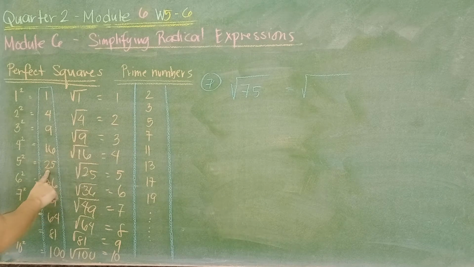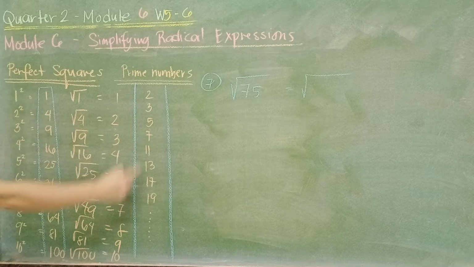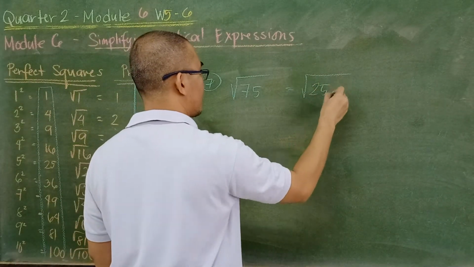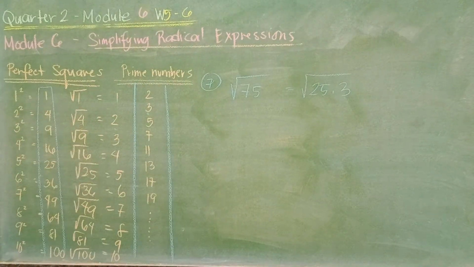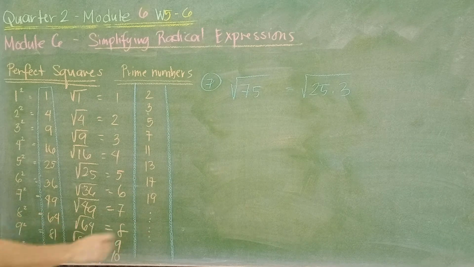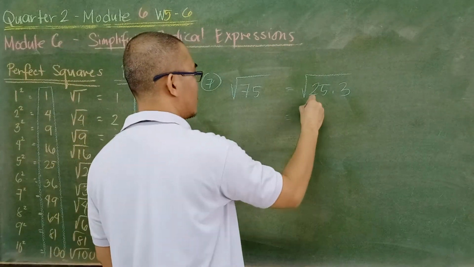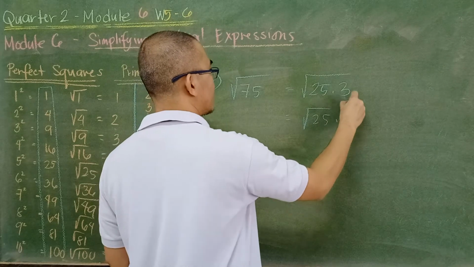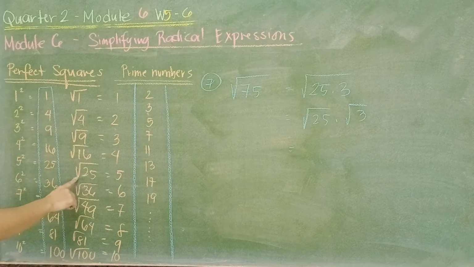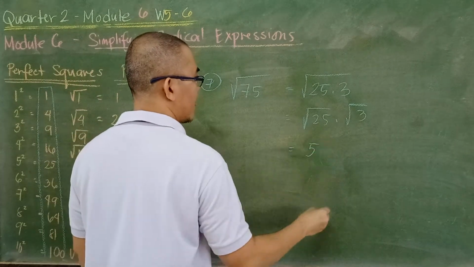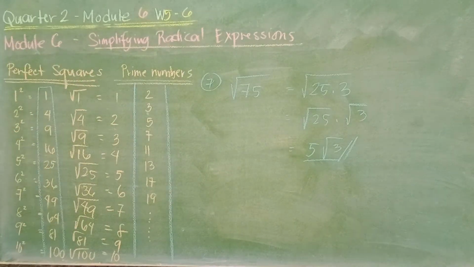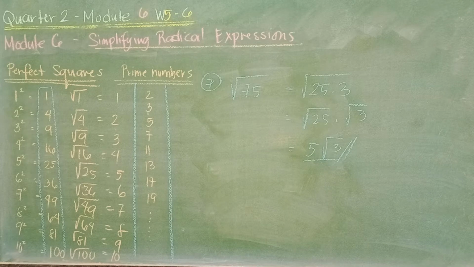Isang prime number, isang perfect square. So ito yung mga perfect square natin, ito yung mga prime numbers. Isang prime number, isang perfect square. So you have 25 times 3. 25 times 3, you have 75. Yung 25, nakuha ko dito sa perfect square. Yung 3, nakuha ko dito sa prime numbers. So, paghiwalayin natin. So, you have 25 times 3. So, yung 25, meron siyang square root. So, dito yung square root ng 25, we get 5. And then, copy lang yung prime number. Basically, ganyan ang ginagawa. Another.